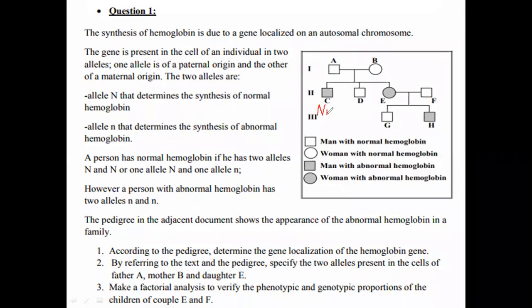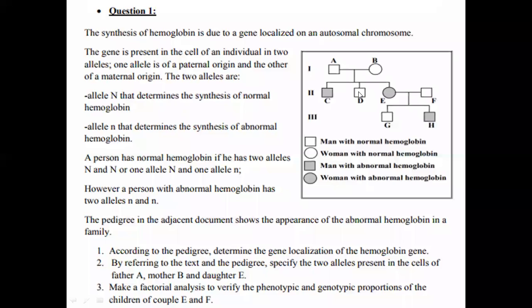Is he normal? No, because he is abnormal. So N capital is normal. I meant NN, sir, and n small. Okay. Also E and H: n small and n small. So all of them are n small n small, since they are affected and the allele of the disease is recessive.